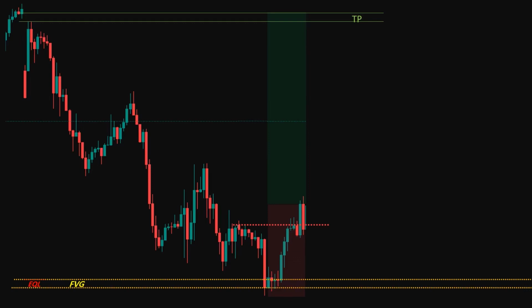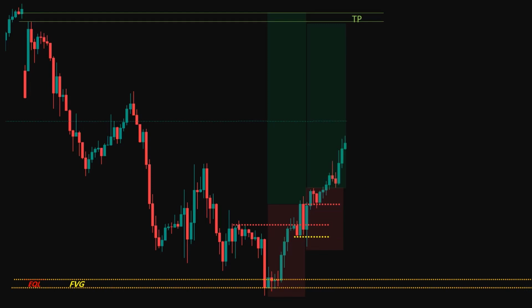But I could also wait for a continuation entry. Here, we see price sweep the previous low again, then close above the down candles, giving us a brand new protected swing. That's another valid entry. Stop goes below the low, and again, the target gives us around 2 reward.